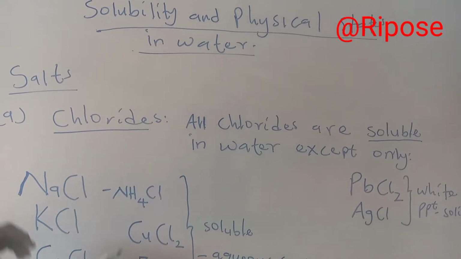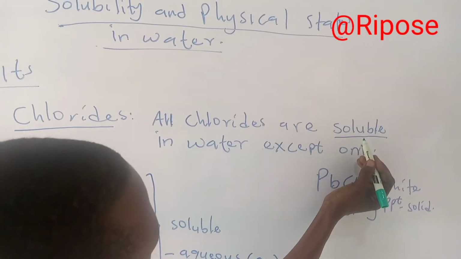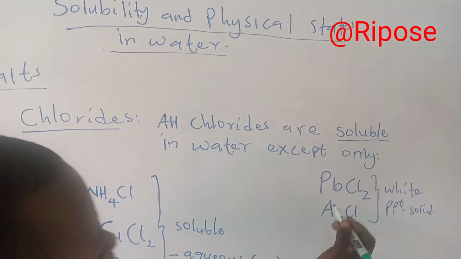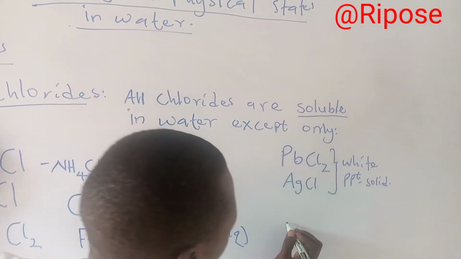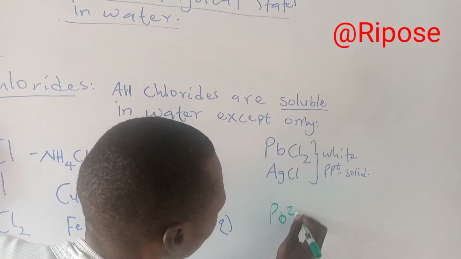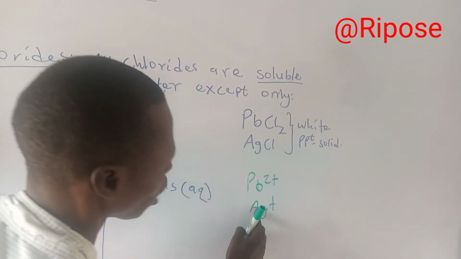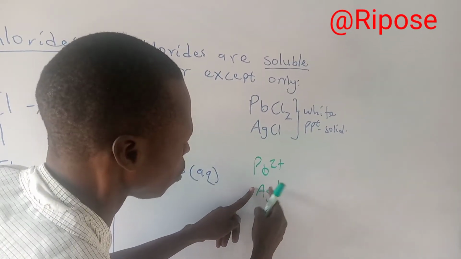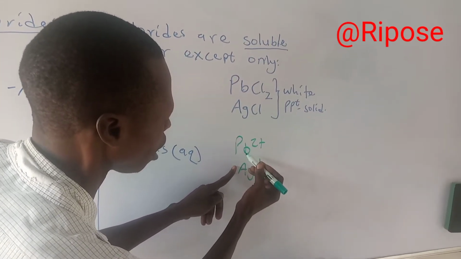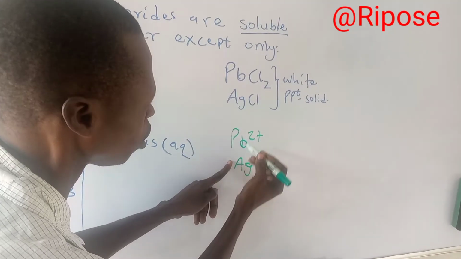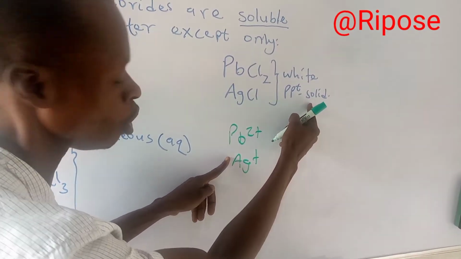So you can see that for solubility, all chlorides are soluble in water, except only lead chloride and silver chloride, which do not dissolve. Lead 2 ions and silver ion are cations without color. In the last video we said that those cations without color and their salts are insoluble. They appear as a white precipitate. That is a white solid.